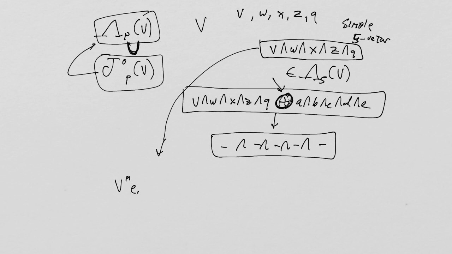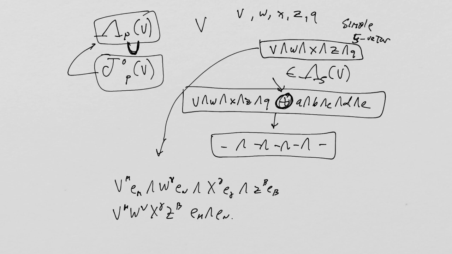So if we took this guy, we could do all the things we did before. This is V^μ E_μ wedge W^ν E_ν wedge X^γ E_γ wedge Z^β E_β, like that, and you pull it all out and you get V^μ W^ν X^γ Z^β, then E_μ wedge E_ν wedge E_γ wedge E_β, just like that. And then the wedge product is a member of the basis of this space here, the 5th exterior power of the vector space.